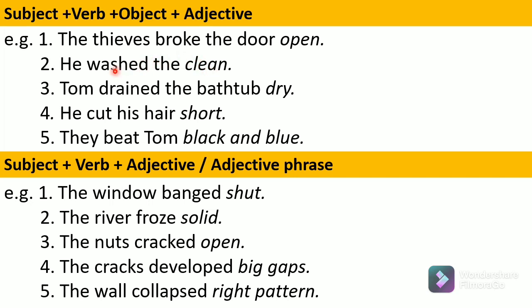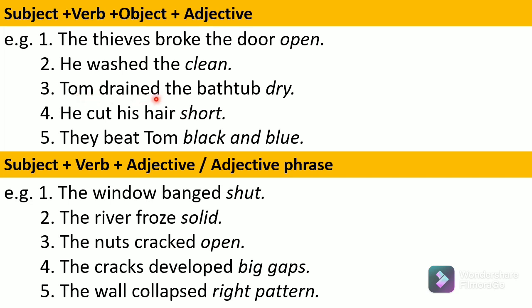He did not wash and clean the car separately and at different times. Both the actions happen at the same time. Washing and cleaning happen at the same time and by the same subject at the same place. Yes, Tom drained the bathtub dry. The same thing happens here, like the earlier sentences.